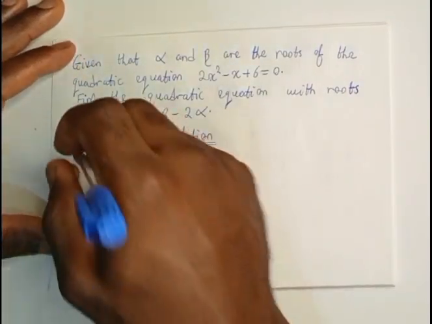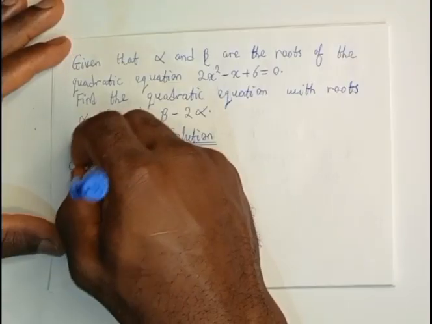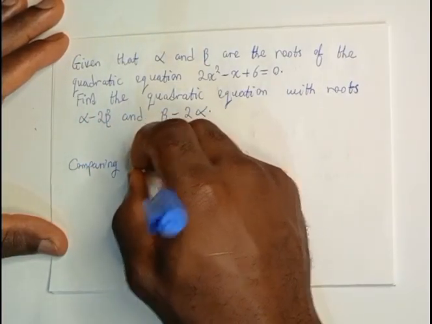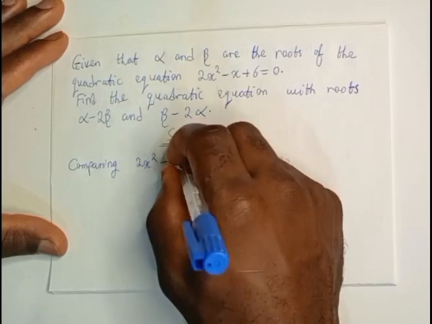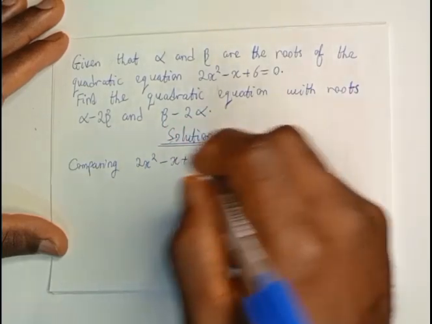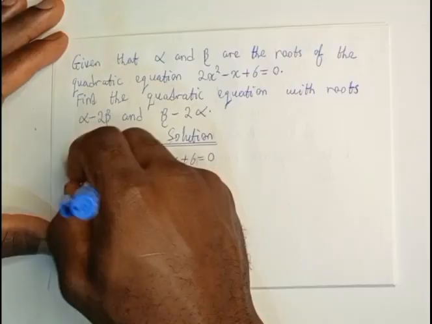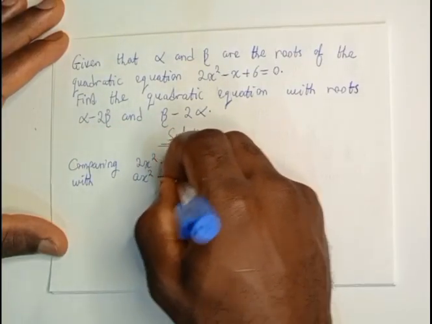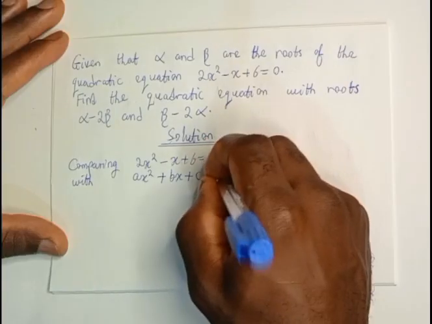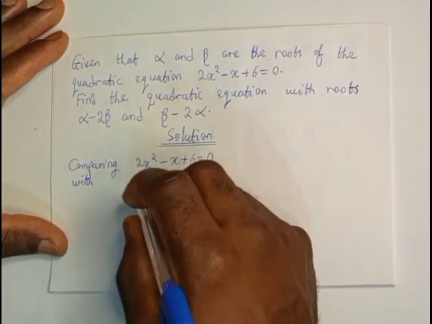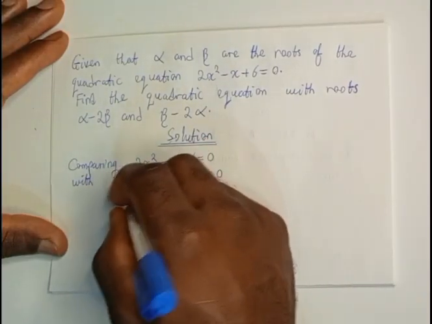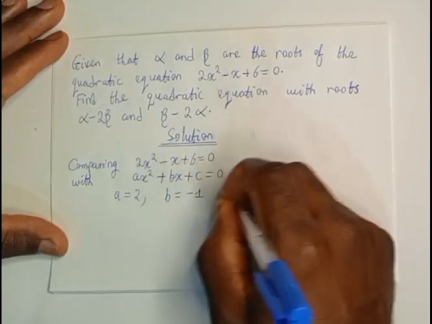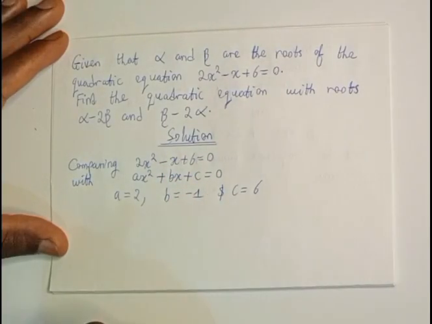First thing, we are going to start by comparing the quadratic equation 2x squared minus x plus 6 equal to 0 with the general form of the quadratic equation, which is ax squared plus bx plus c equal to 0. Comparing them, our a will be 2, b is negative 1, and c is 6.